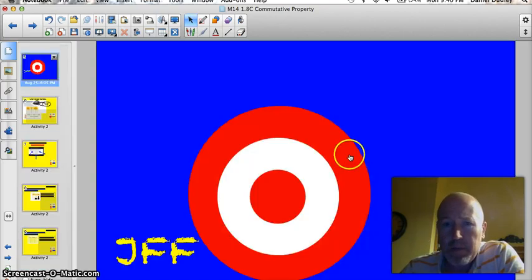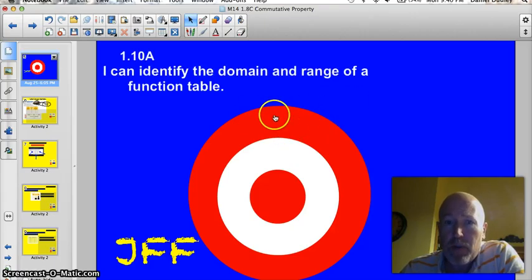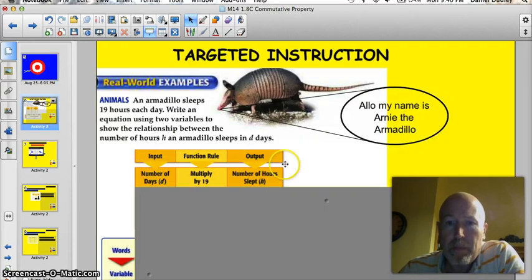Let's do the target. Today's target: I can identify the domain and range of a function table. Here we go. Looking at a real world example.